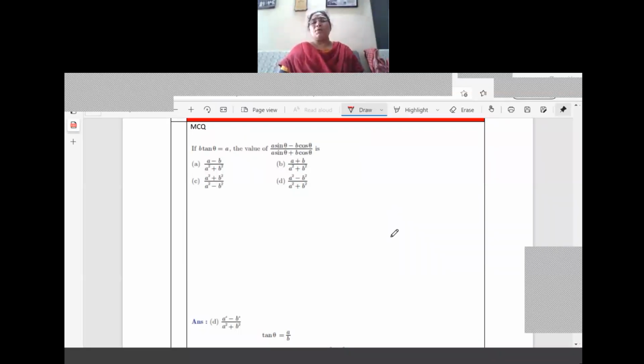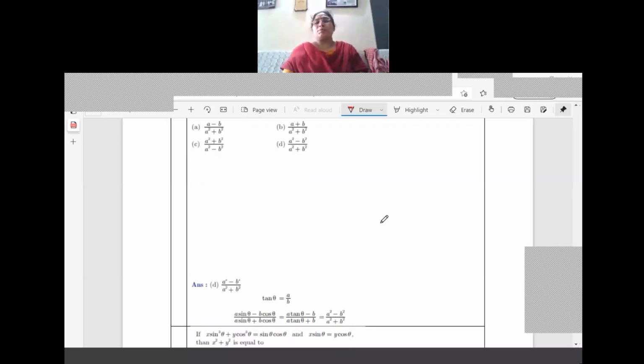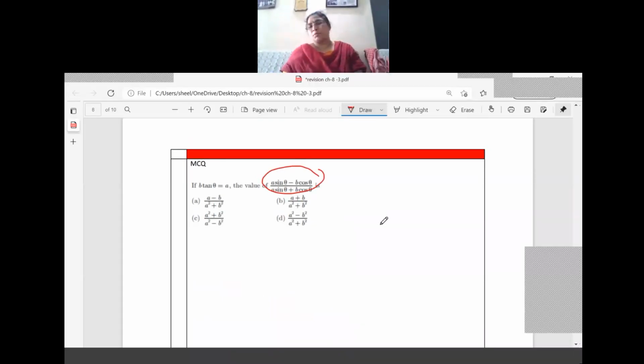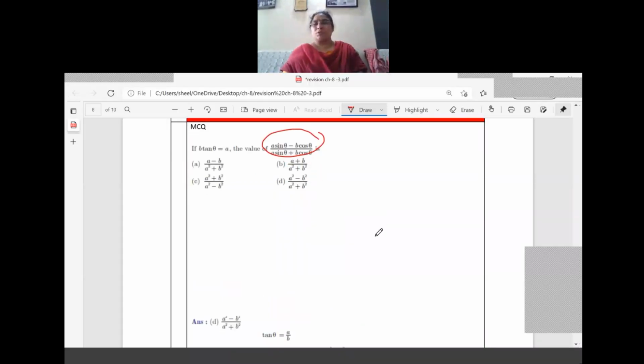B tan theta equal to A. What is the value of A sin theta minus B cos theta by A sin theta plus B cos theta only? You can try also. Tan theta should be calculated, and then we have to substitute. And in this type of question, what we should do is divide by cos on both sides, and we can substitute. We have done these questions. Last class you asked how the MCQ pattern will be; like that only we are expecting.